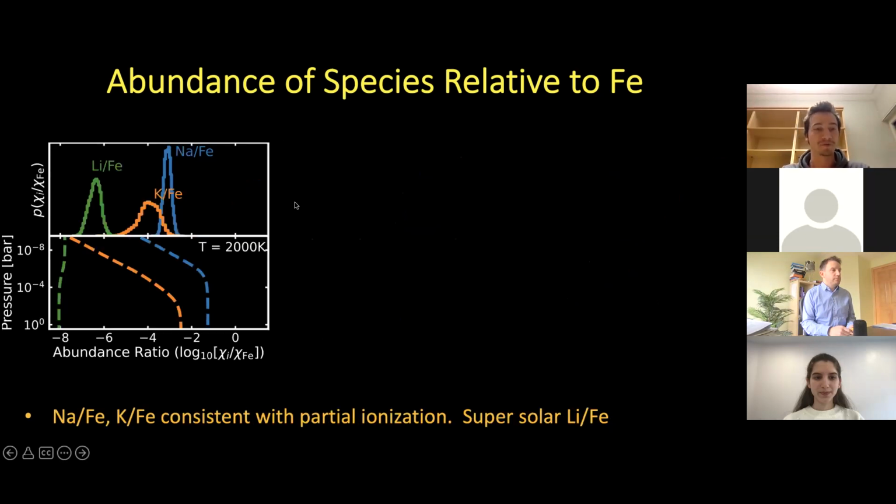Moving on, we have sodium, potassium, and lithium. These two seem to be a bit subsolar, meaning maybe some of it is ionized. And the lithium somehow seems to be a bit supersolar. I'm not sure how to interpret that yet.